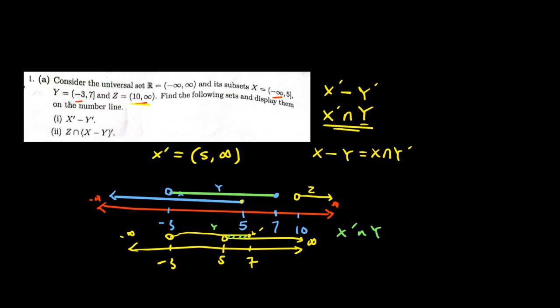Then we see that 7 is in Y, and 7 is also in X complement, because here it's closed at Y. And also we see that this set X complement goes all the way up to infinity. So the number 7 is part of that set. So at 7 we're going to have that it is closed like that. So this is our intersection, and that is the answer to our first question, which is (5, 7] like that. Are there any questions here?